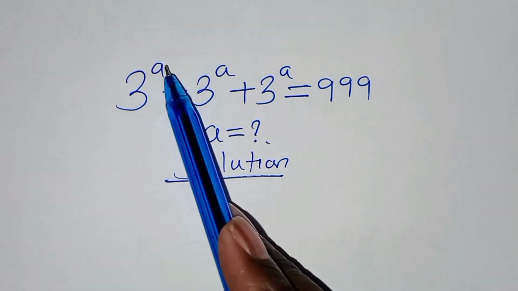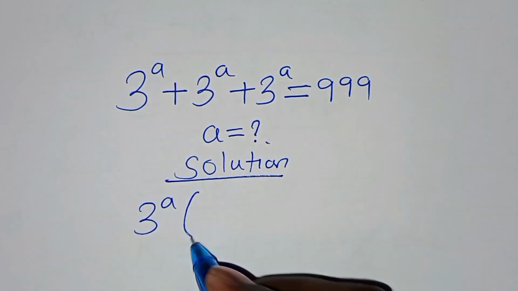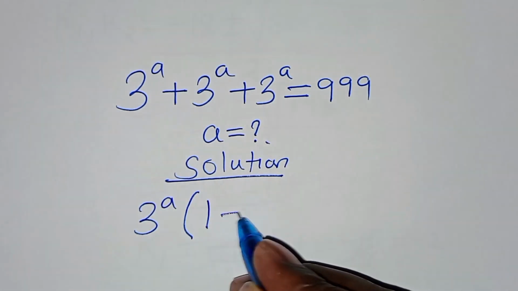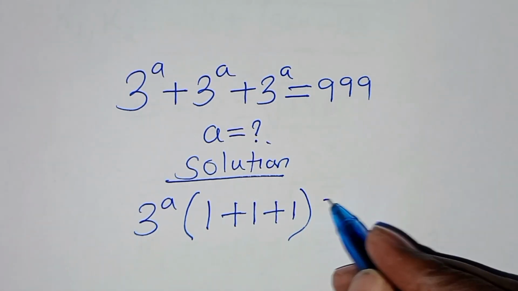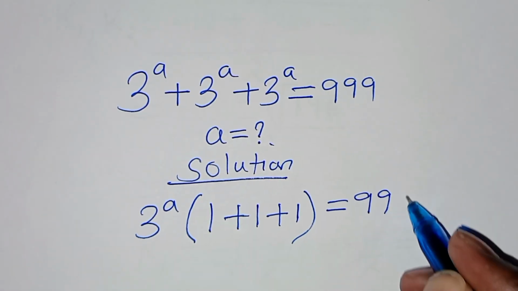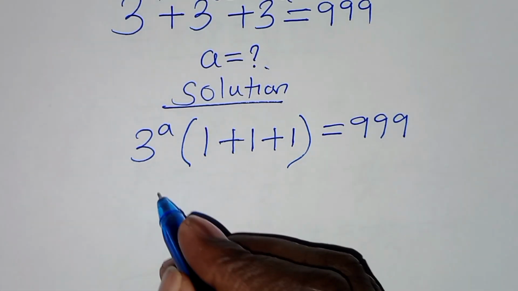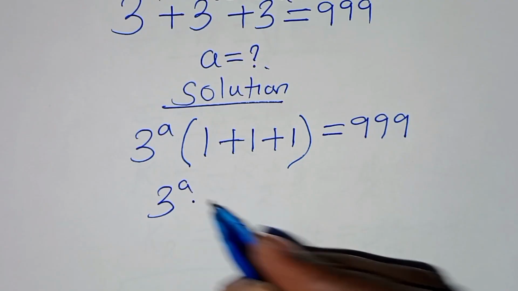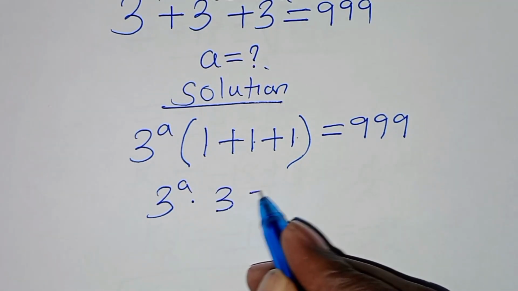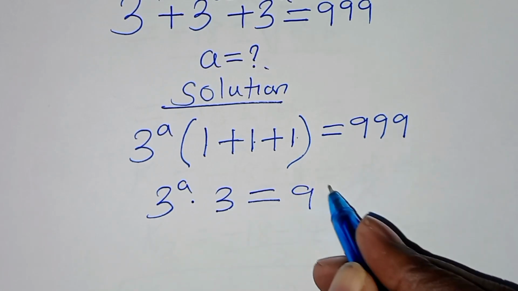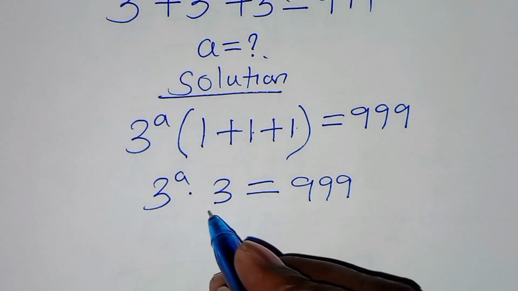we have that 3 to power a is common here. So we factor out 3 to power a, so that here we'll have 1 plus 1 plus 1. And this is equal to 999. The next step from here, this is the same thing as 3 to power a multiplied by 1 plus 1 plus 1. This is the same thing as 3. This is equal to 999. So let's divide both sides by 3.